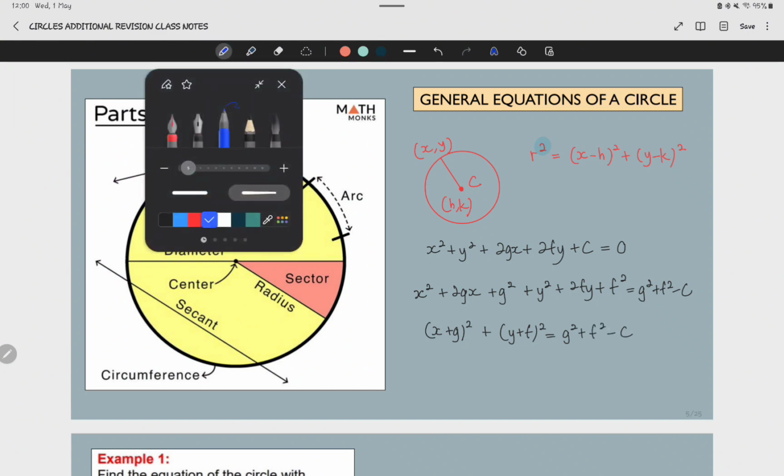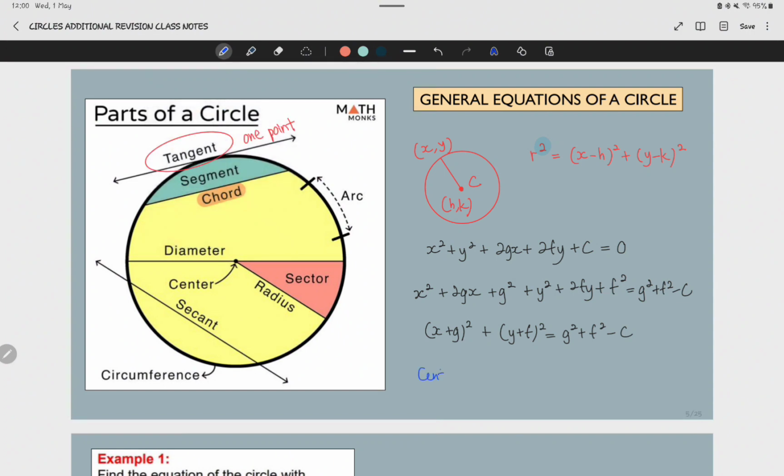From here you can get that the center of the circle will be negative g, negative f. Why is it negative? Because you look back at your red color just now, x minus h. So bila dia jadi x plus g, it is actually x minus negative g. So negative g is your center. This is a common mistake: we see plus, then we say okay, g is the value. No, you have to try to convert it into x minus something. So when x plus g, it actually becomes x minus negative g. That's why your center is negative g, negative f.